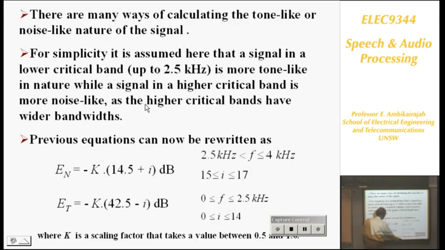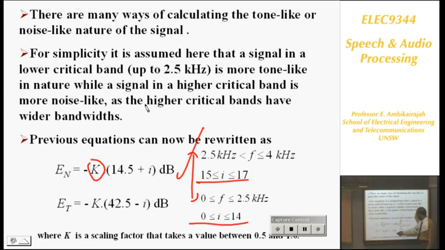What I have done is I've rewritten and modified the equation for three bands. I've modified this equation with a constant, which normally they don't use, and there are various reasons. For critical band 15 to 17, that's the equation. For critical band 0 to 14, that's the equation, which I have modified using a K, right?